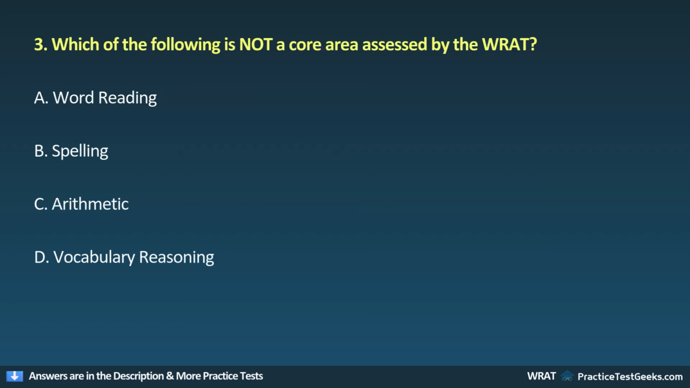3. Which of the following is not a core area assessed by the WRAT? A. Word reading. B. Spelling. C. Arithmetic. D. Vocabulary, reasoning.